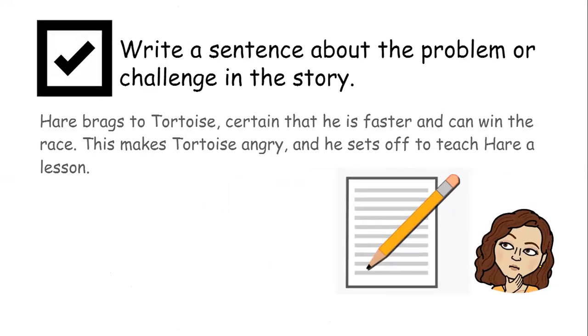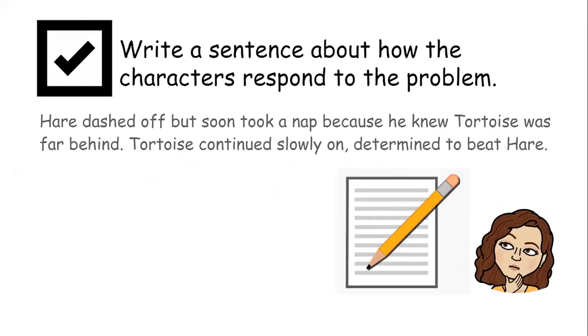Your second part or sentence should tell about the problem or the challenge in the story. Hare brags to Tortoise, certain that he is faster and can win the race. This makes Tortoise angry, and he sets off to teach Hare a lesson. So I have told how the characters are acting and how they're feeling and why that's a problem in the story.